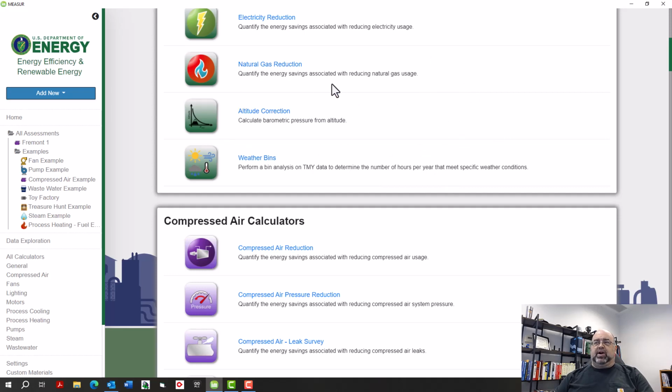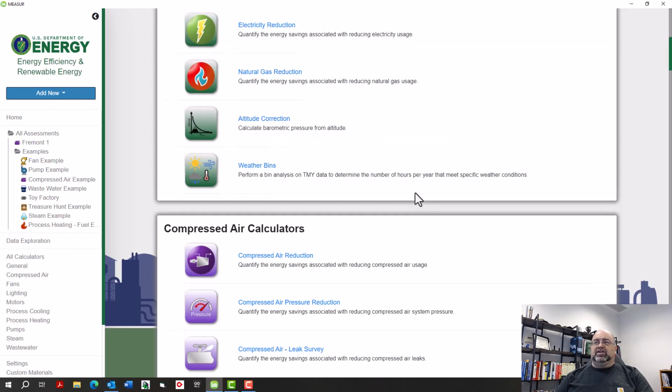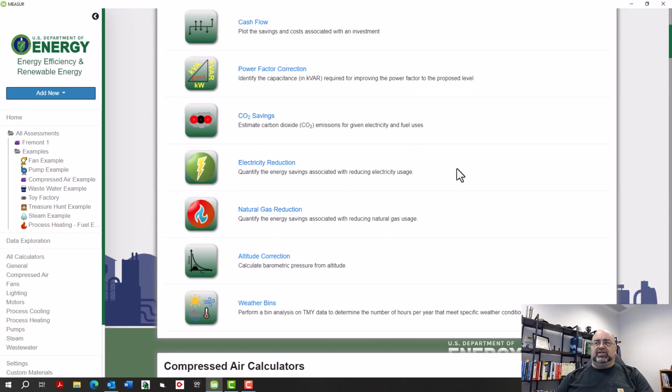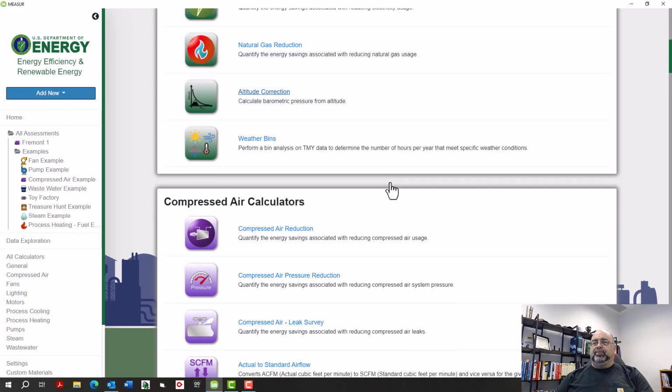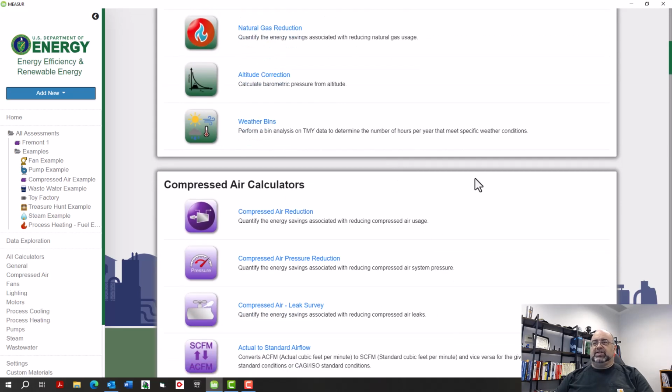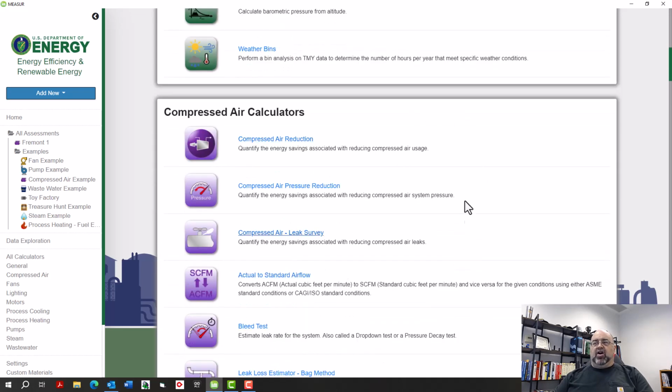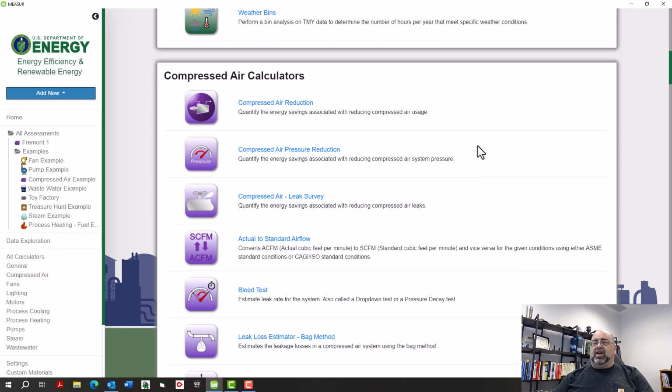I did miss this part here, altitude correction. So some of these are brand new. I mean, this is the latest update. I haven't seen some of these yet, so we will return to those another time. Compressed air. Okay, so if you're out there using air leak detection with ultrasound, they have their own calculators, not always particularly correct, but this will help tie that stuff all back in.